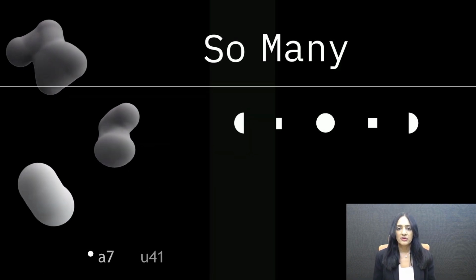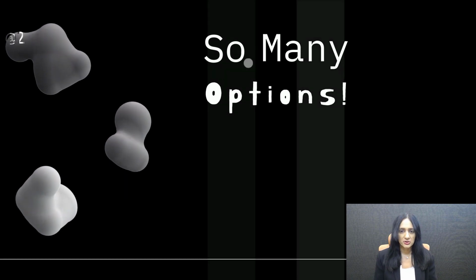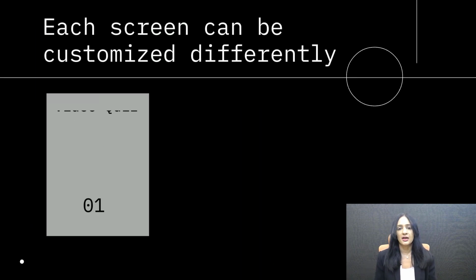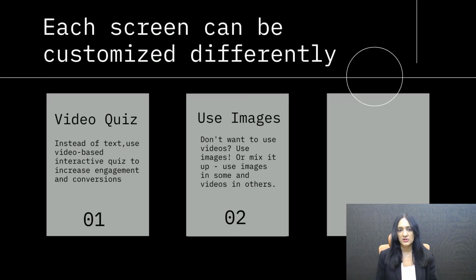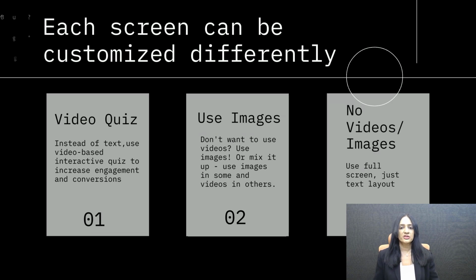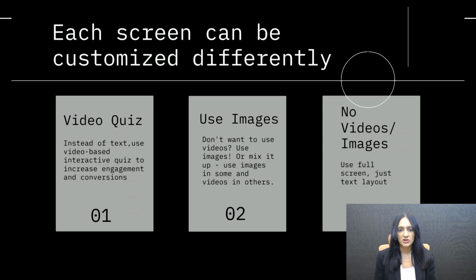And also there are so many different options, right? So if you don't want to do videos, you don't have to. You can just use images. And if you don't want to do videos, don't want to do images, that's fine too. You can use full screen just text, right? But that's not the point of this, but there are options and each screen can be customized differently. If you want to do video for one of the screens, for one of the questions, and you don't want to do video for the rest of the questions, you just want to use images, you can do that. Each screen can be customized differently.